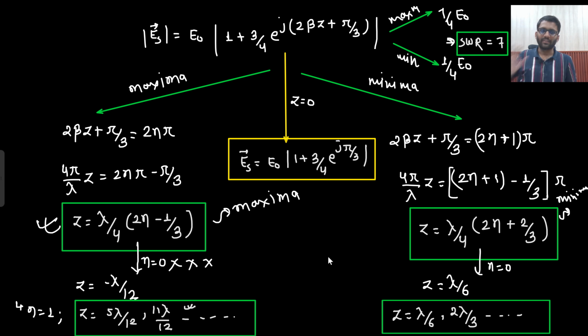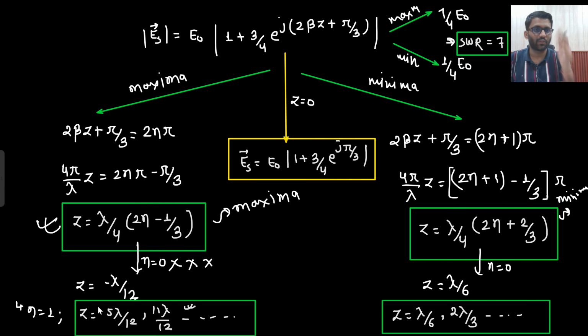In the examination, I am not going to do all these calculations. I will just pick it up and put it equals to 2n pi. Once I put it equals to 2n pi, n equals to 0 is not accepted. At n equals to 0, I am getting minus lambda by 12, so that is not accepted. So I will add lambda by 2, because that will be my first location of maxima. If I add lambda by 2, I will get 5 lambda by 12. So this is the location of my first maxima.